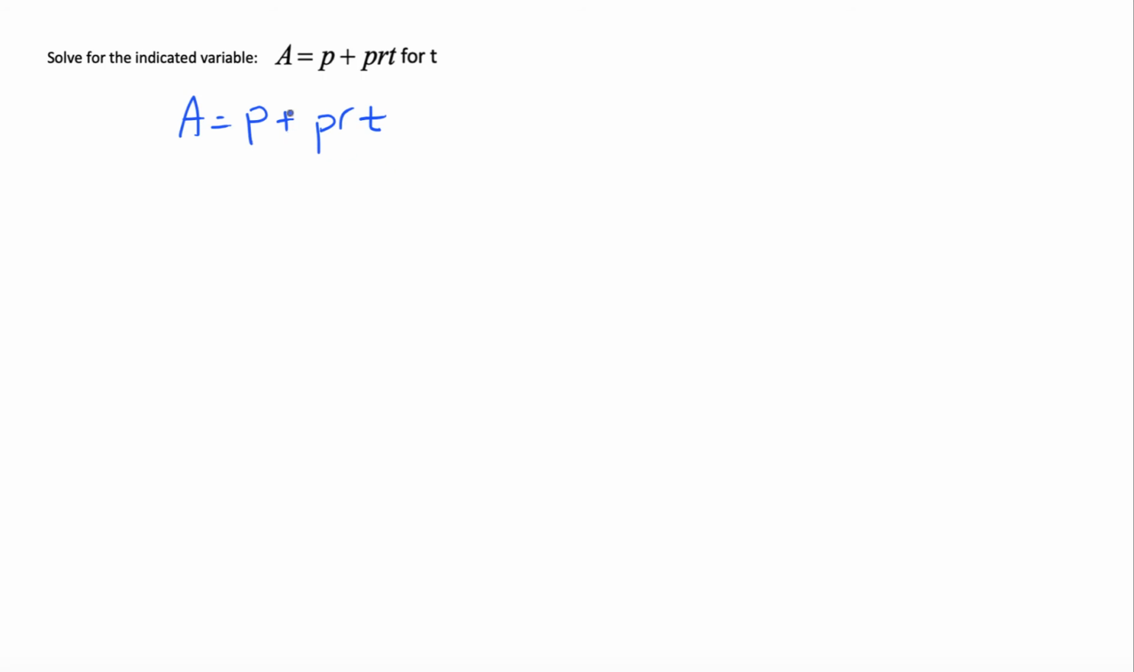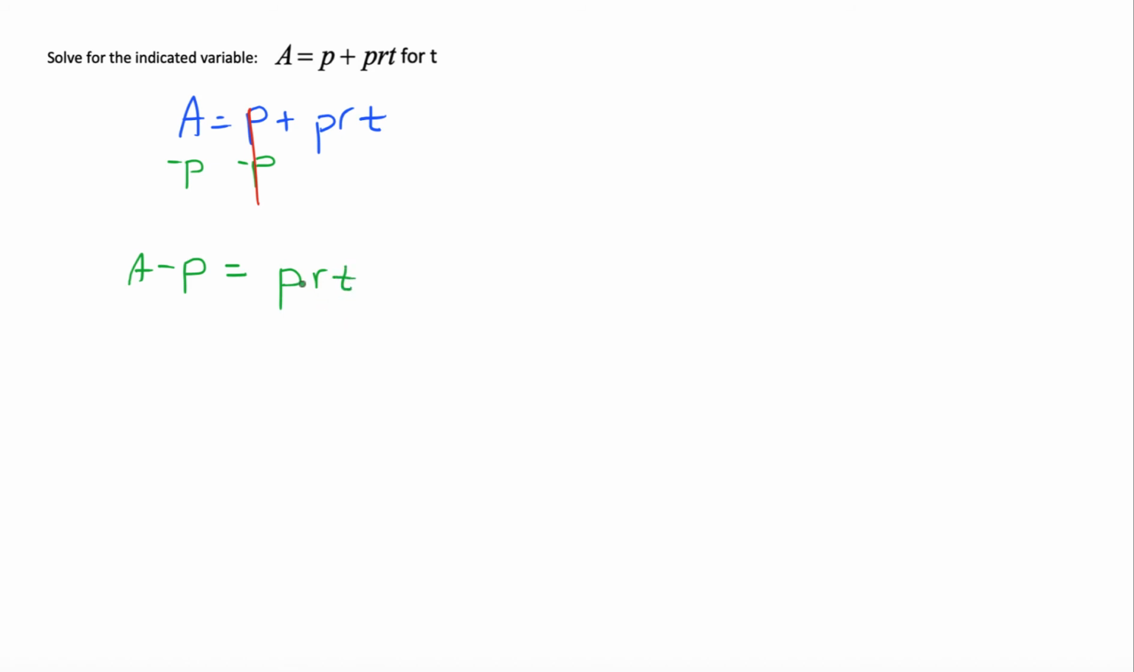Now you notice that there's a plus here, right? That's separating these two terms. So using the properties of equality, we always want to use the addition or subtraction property first. So let's subtract p from both sides. What happens on the left? a minus p is equal to, then on the right side, these p's cancel out. So a minus p is equal to prt.